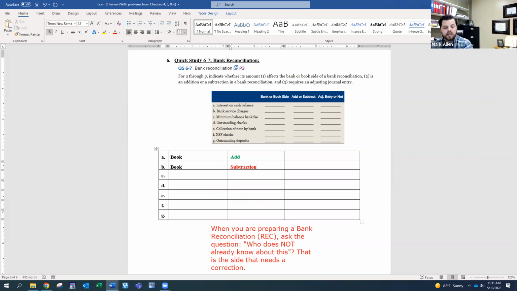Now, for letter C, we've got a minimum balance bank fee. Does the bank know they charged you something? Absolutely. So this is a book adjustment, and this will result in a subtraction. Letter D, outstanding checks. Now, what do we say about outstanding checks? These are checks that are doing a great job at being checks, right? They are outstanding. Is that what this is? No, of course not, right?